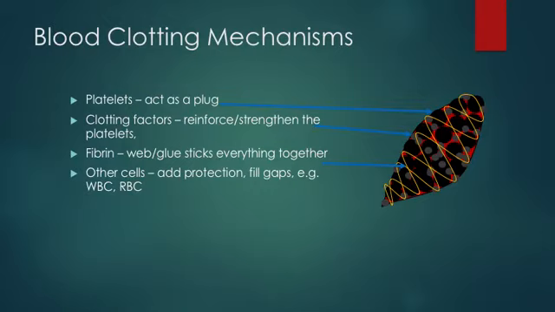So you then have clotting factors, and these help to reinforce and strengthen the platelets, and these are the smaller circles that you can see in the diagram. You then have fibrin, which is like a web or a glue that helps to stick all these clotting factors and platelets together so that nothing is able to escape. And this is the yellow lines on the diagram. And then finally you have the other cells, which are actually so small that you can't see them on the diagram, but they fill up any other gaps that clotting factors may have missed, and they also help to add protection. So, for example, white blood cells or red blood cells.